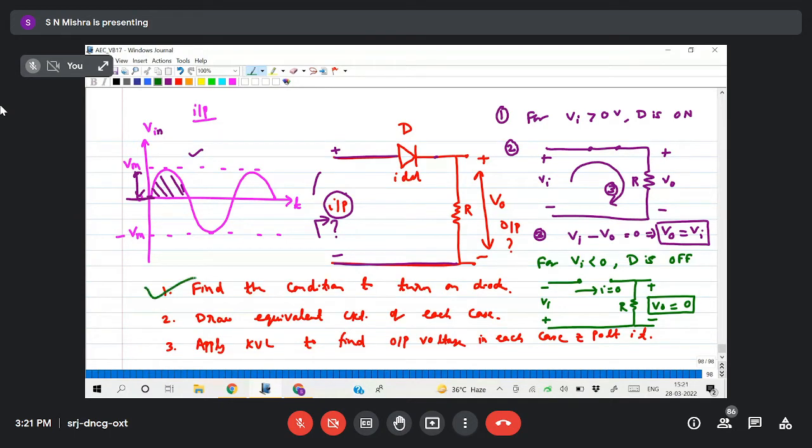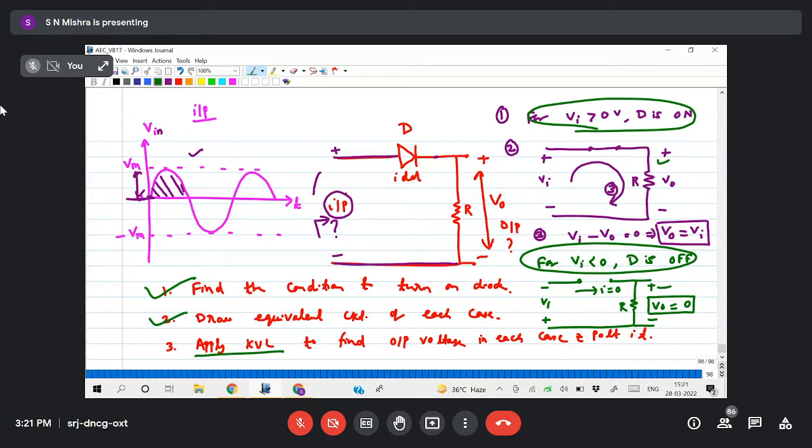So we have found the condition. This is the first condition. This is the second condition. Then draw the equivalent circuit. This is the equivalent circuit. Third one is apply KVL. I have applied KVL there. I have applied KVL here, finding the output voltage. Then plot the waveform. Just a minute.